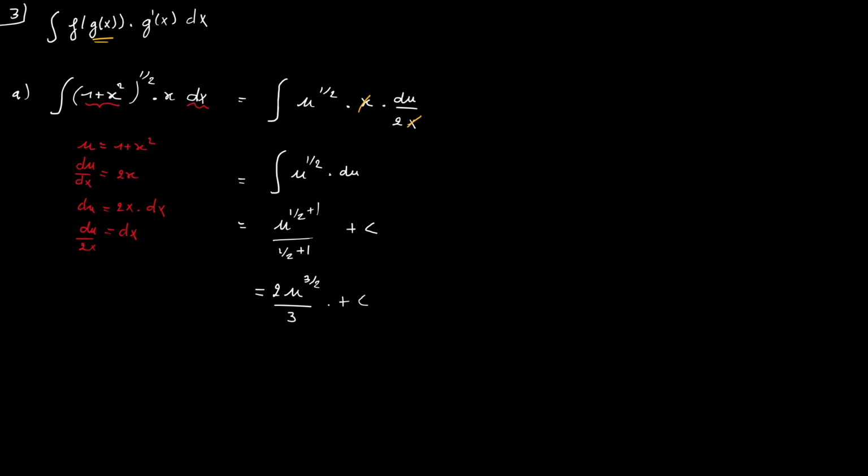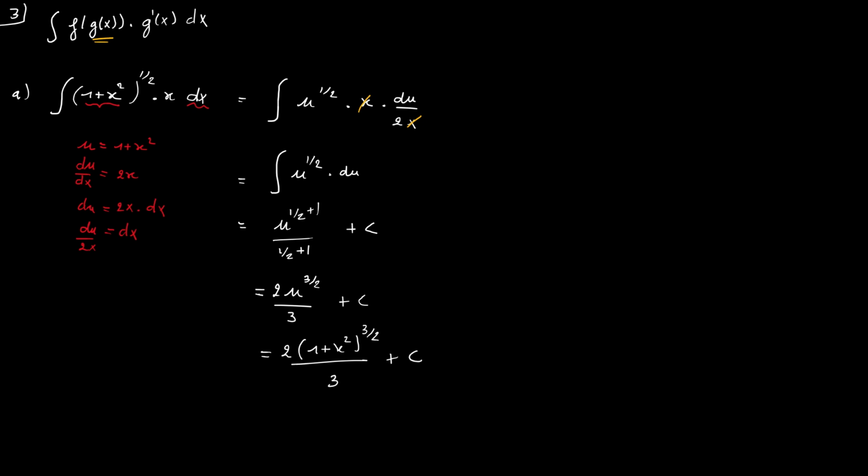But there's one thing first, because, well, we're dealing with an integral in terms of x. We want to know our solution in terms of x as well. So we just substitute our x's back in. So we say, well, u was equal to 1 plus x squared, keeping that power 3 over 2, over 3 plus c.